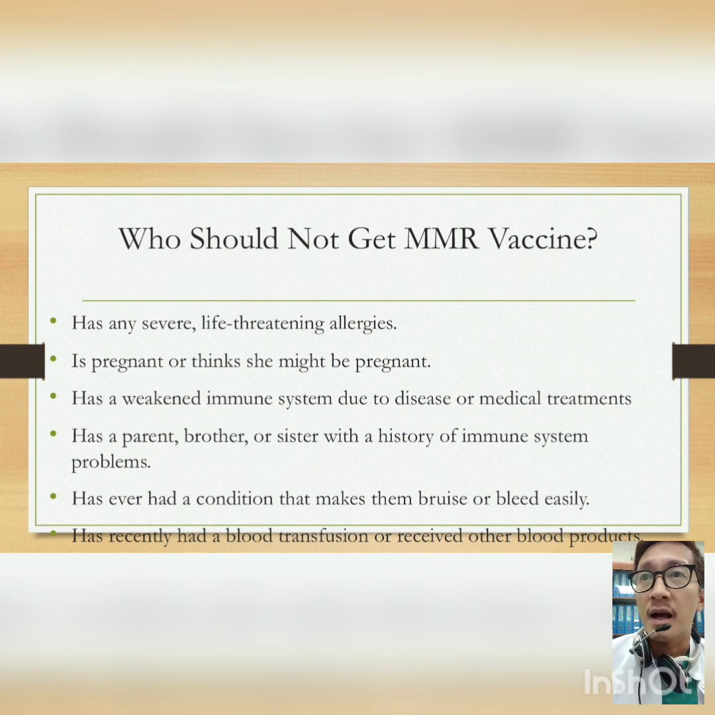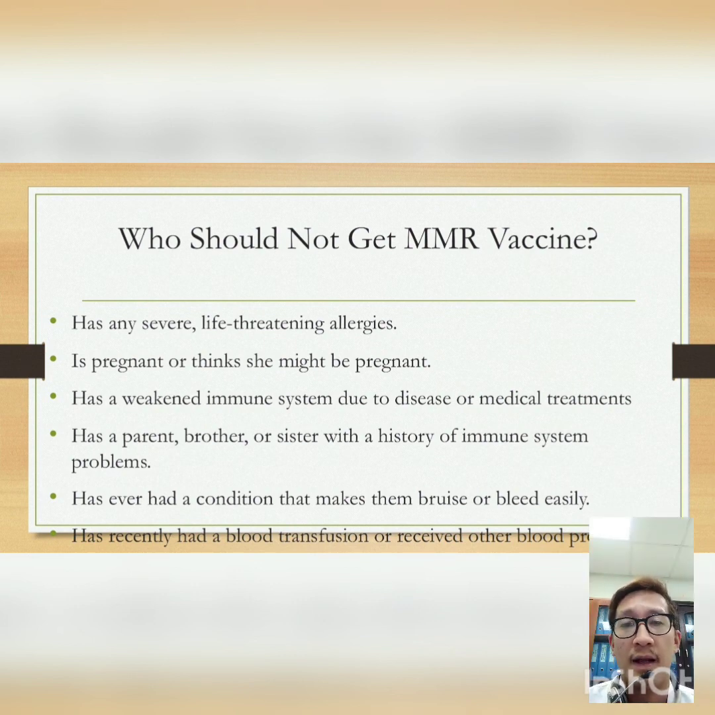Next is if you are pregnant or think you might be. Pregnant women should wait to get MMR vaccine until after they are no longer pregnant. Women should avoid getting pregnant for at least 1 month after getting MMR vaccine.